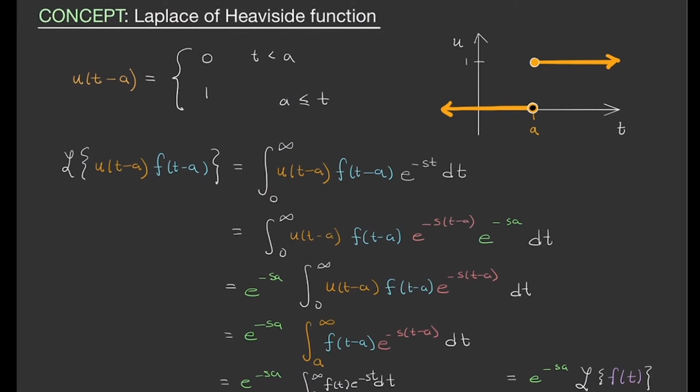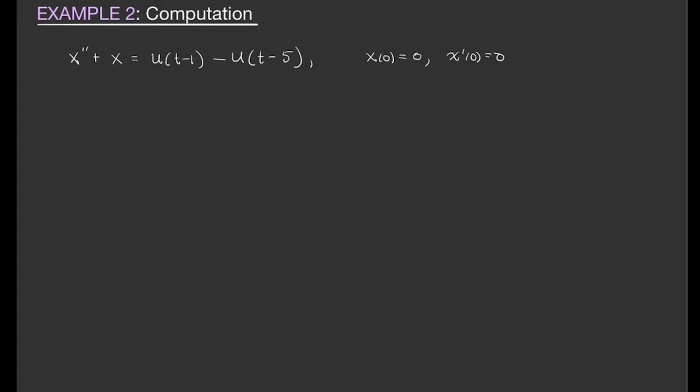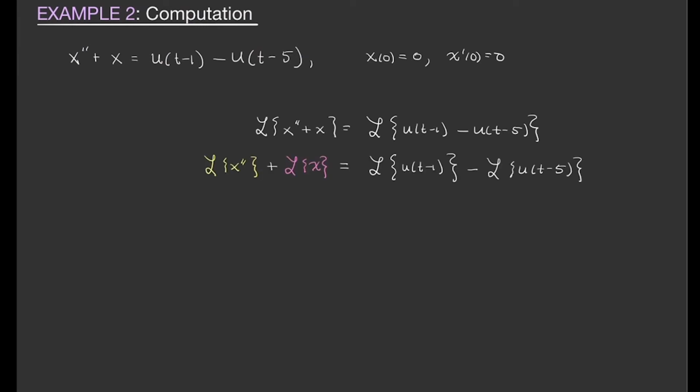Now let's use this to do a computation. Here we have an initial value problem, and we want to solve it using what we've learned so far. Notice we're going to end up taking the Laplace transform of just a Heaviside function. We'll start by applying the Laplace transform to both sides. We can use the linearity of the Laplace transform to separate across addition and subtraction, like so.